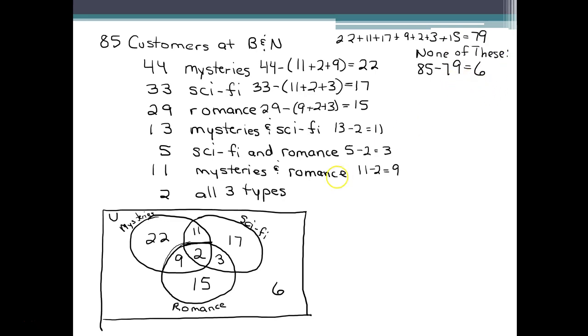That's what the 6 is. It goes out here. So 6 of those people who were surveyed purchased none of those types of books. They might have purchased other types, or they might have not purchased any books at all. We don't know. They haven't given us enough information.